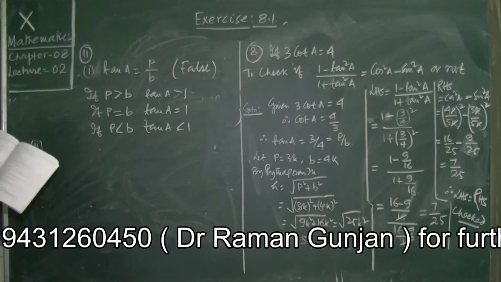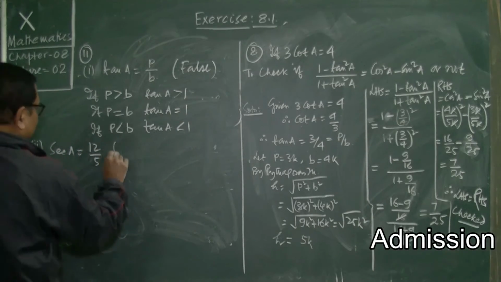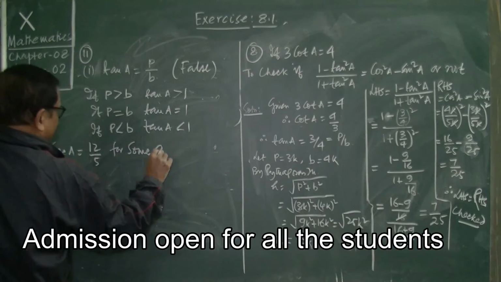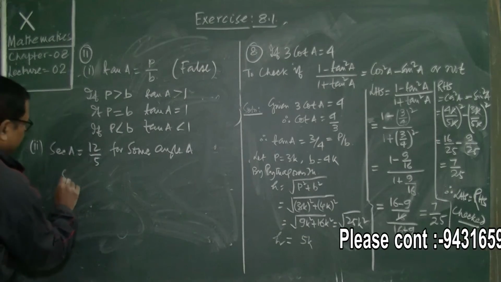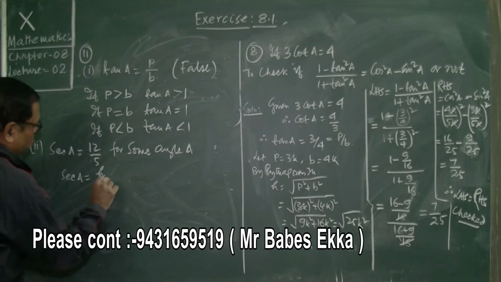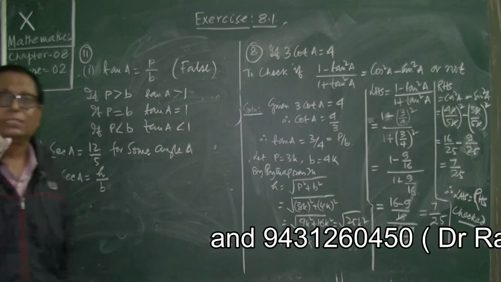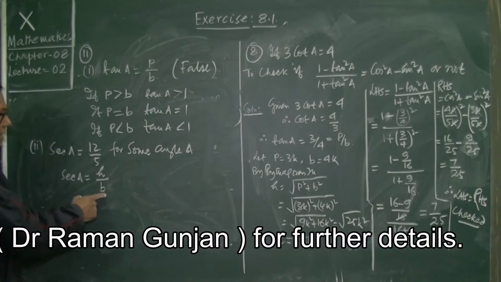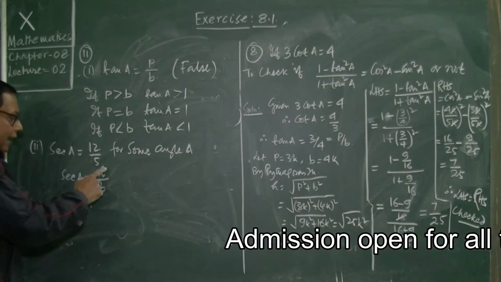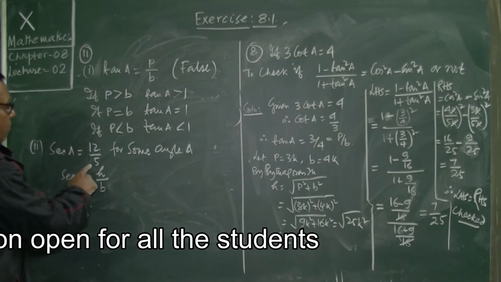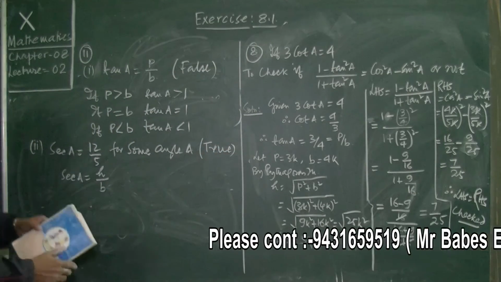Second, sec A is equal to 12 by 5 for some angle A. You have to justify whether it is true or false. Now see the justification. Sec A means H by B. Hypotenuse is the longest side of a right angle triangle. So hypotenuse upon base is 12 upon 5. Yes, H is 12K and B is 5K. Definitely H is greater than B. So sec A is 12 by 5 for some angle A is a true statement.